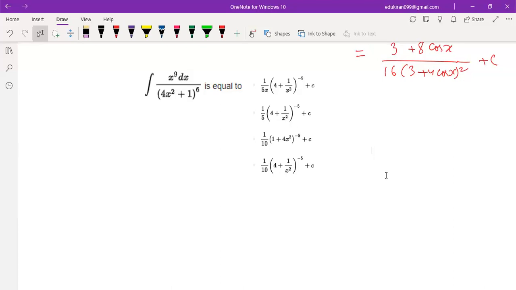Let me give you a hint. What you need to do here is divide numerator and denominator by x to the power 12.